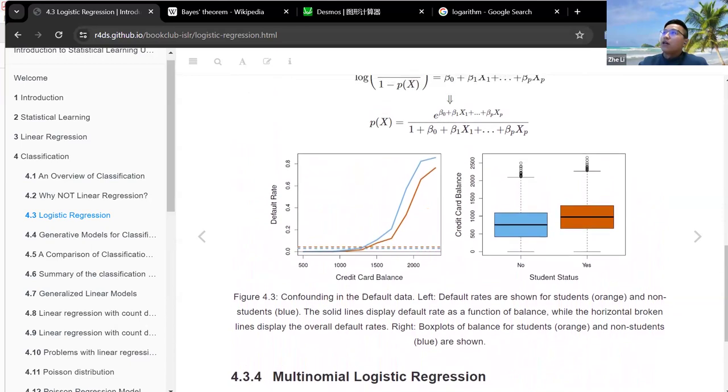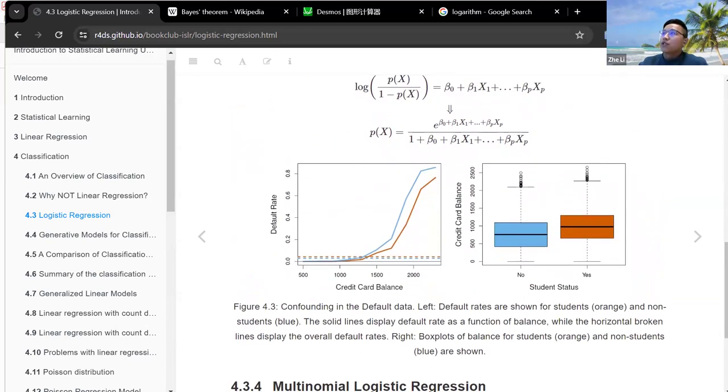And here is an example of multiple logistic regression. There are two figures. The figure on the left shows that if we want to predict the default rate of a client, who is a student in the orange line or a non-student in the blue line, the student or non-student is a binary predictor in this model, and the other predictor is their credit card balance. We can see based on this graph that as the credit card balance goes up, the default rate, no matter whether he's a student or not, will also increase.